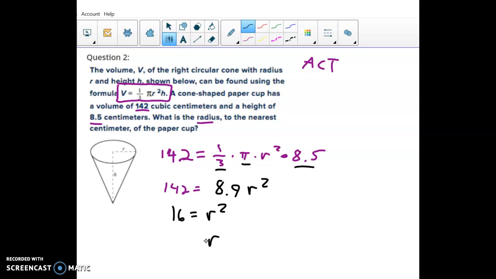That comes out kind of nice because when we take the square root of 16, we just get 4. So to the nearest centimeter, our answer there should be 4. That last step again is the square root. Technically, it's plus or minus 4, but you can't have a radius that's -4. So let's leave it as 4.